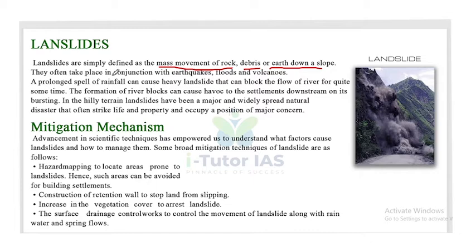They often take place in conjunction with earthquakes, floods and volcanoes. A prolonged spell of rainfall can cause heavy landslides that can block the flow of a river for quite some time. The formation of river blocks can cause havoc to the settlements downstream on its bursting. In the hilly terrains, landslides have been major and widely spread natural disasters that often strike life and property and occupy a position of major concern.